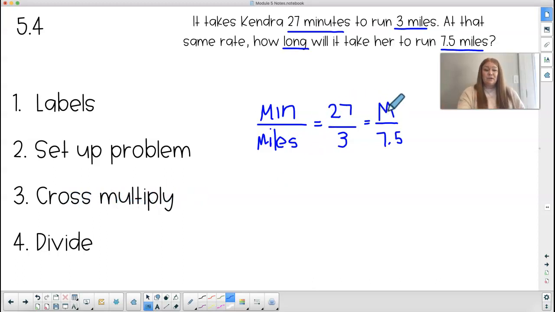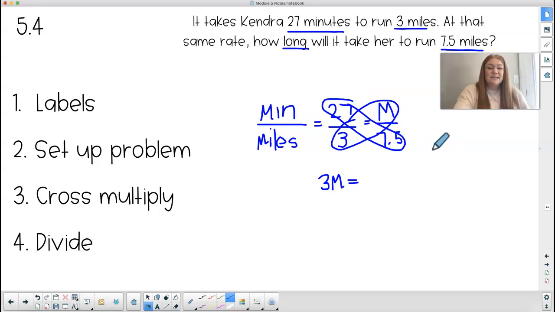Now this time we are looking for this M. We need to find this M. We don't know what this is. So we're going to cross multiply. We have 3M, 3 times M, but we don't know what that is. And now we're going to do 27 times 7.5. So go ahead and make sure you do that on your paper with me.